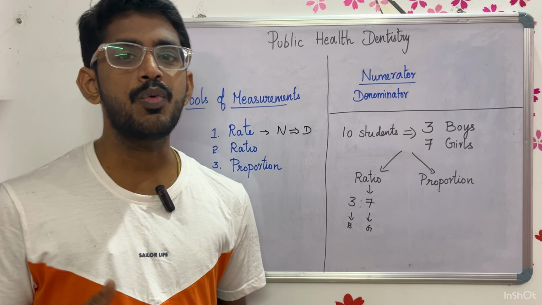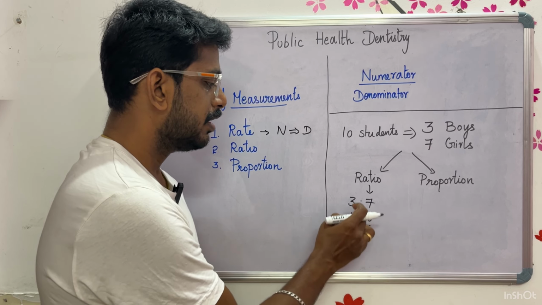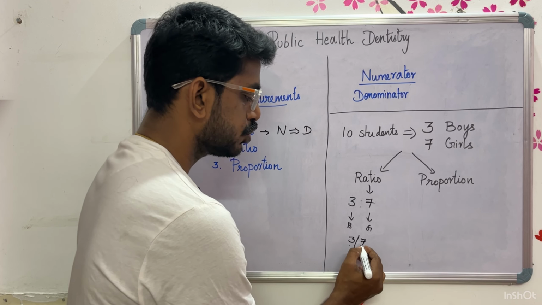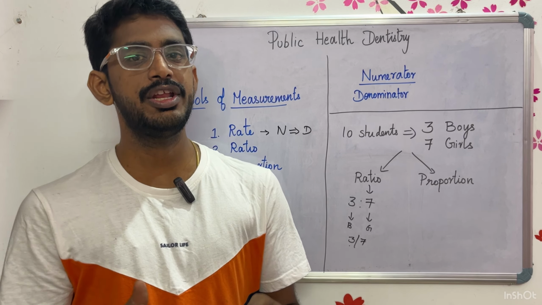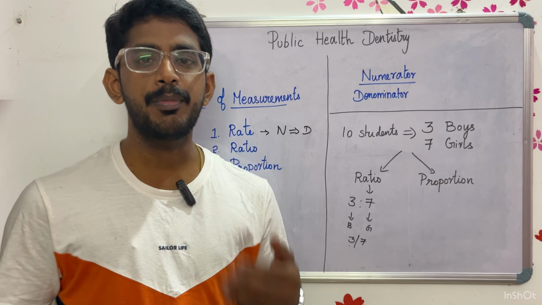So 3 denotes boys and 7 denotes girls. Here, if you write 3 is to 7, 3 does not form a part of 7. So numerator is not a part of the denominator in ratio. The last tool of measurement is proportion.